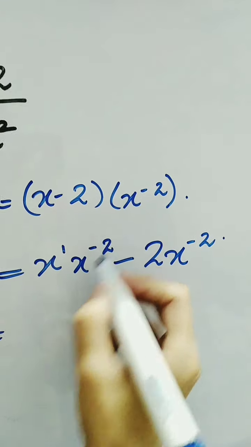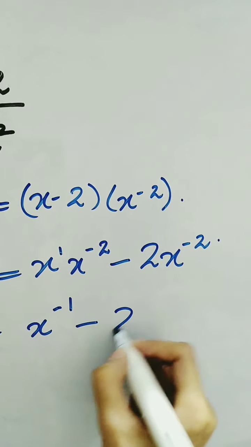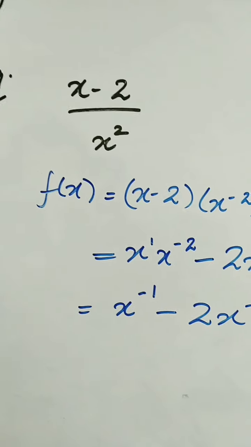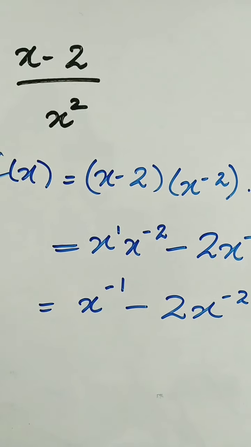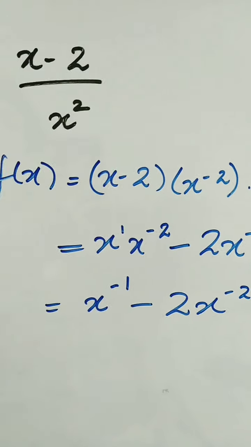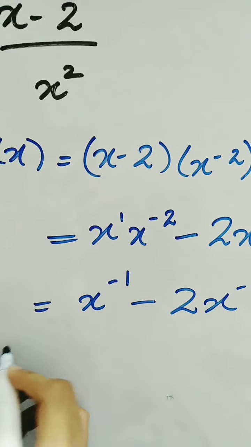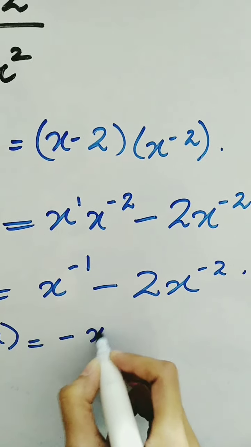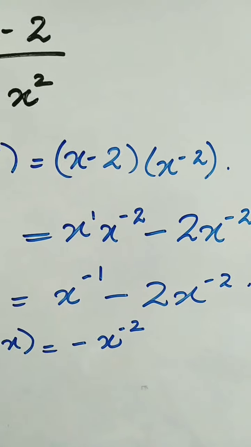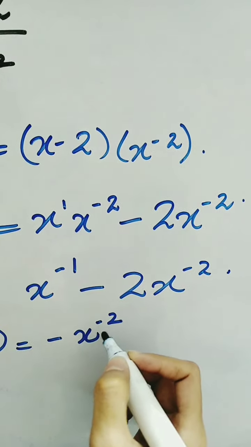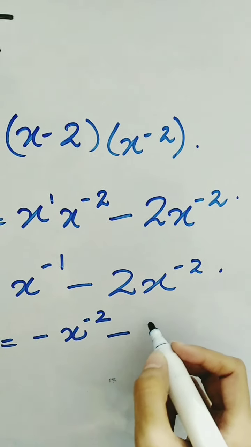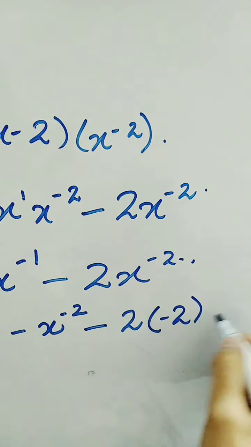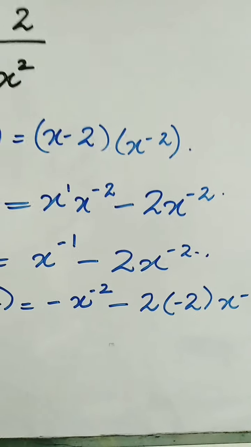And 1 minus 2 is minus 1, as we know when the base is same, powers add or subtract with respect to their sign. So we have x raised to the power minus 1 minus 2 x raised to the power minus 2. Now we are going to find the derivative of this function, which comes out as minus x raised to the power minus 2, as when 1 is subtracted from minus 1, it becomes minus 2, minus sign in the middle, and then we have 2, and this minus 2 gets multiplied with this 2, and we have x raised to the power minus 3.